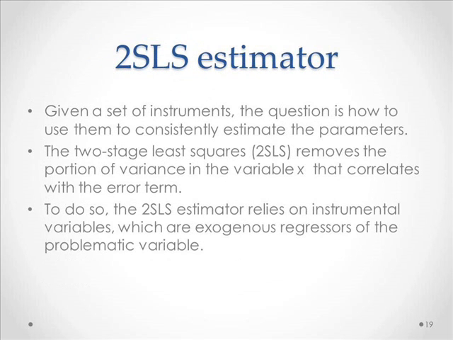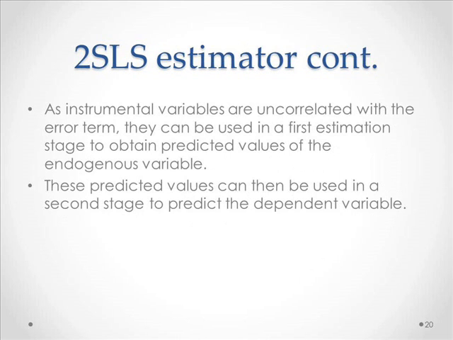The last concept I would like to introduce is the two-stage least squares. Given a set of instruments, the question is how to use them to consistently estimate the parameters. The two-stage least squares removes the portion of variance in the variable x that correlates with the error term. To do so, the 2SLS estimator relies on the instrumental variables, which are exogenous regressors of the problematic variable. As instrumental variables are uncorrelated with the error term, they can be used in a first estimation stage to obtain predicted values of the endogenous variable. These predicted values can then be used in a second stage to predict the dependent variable.